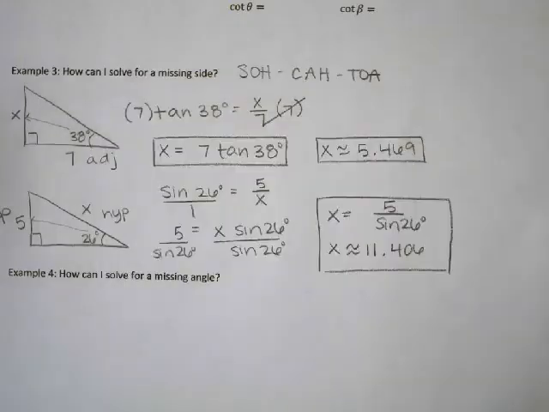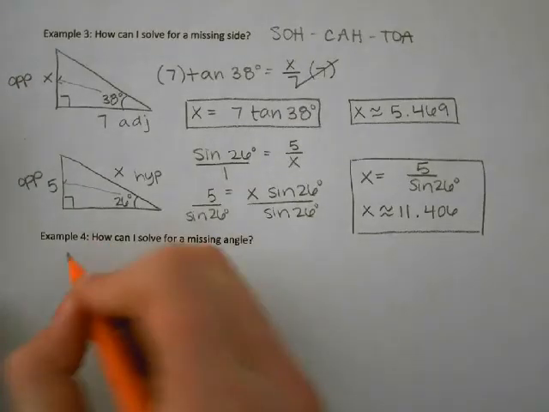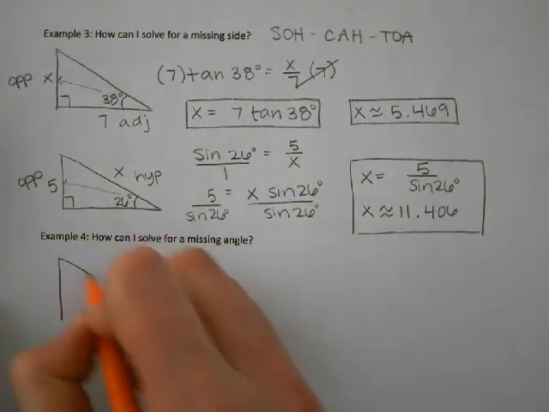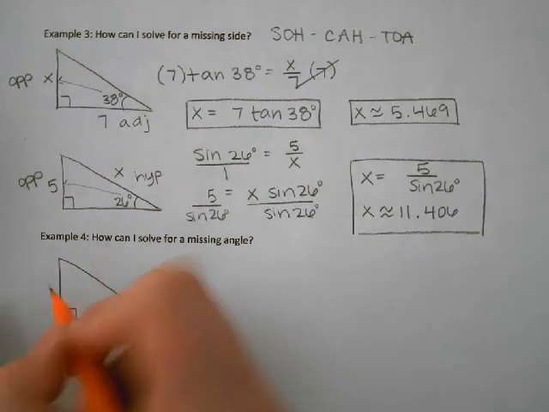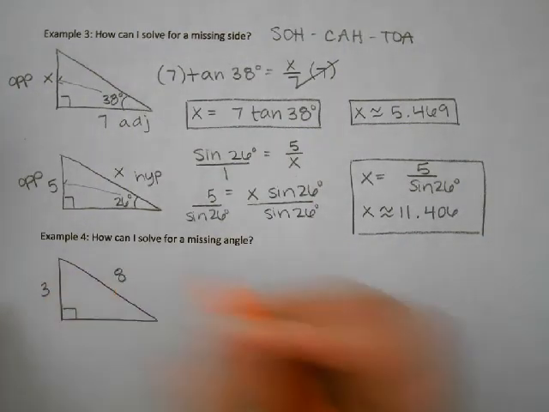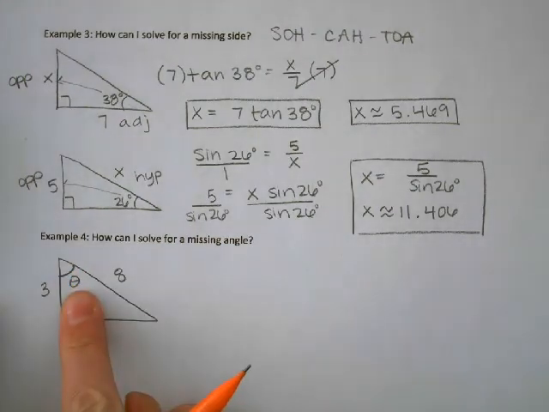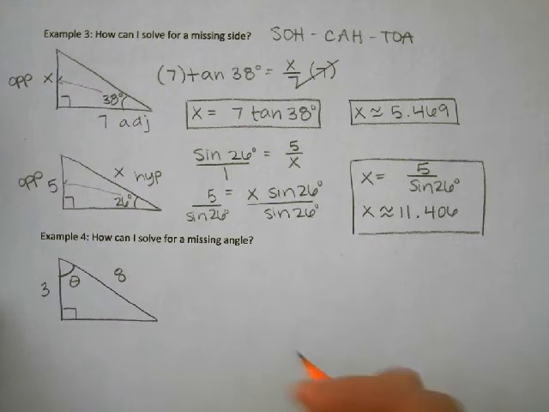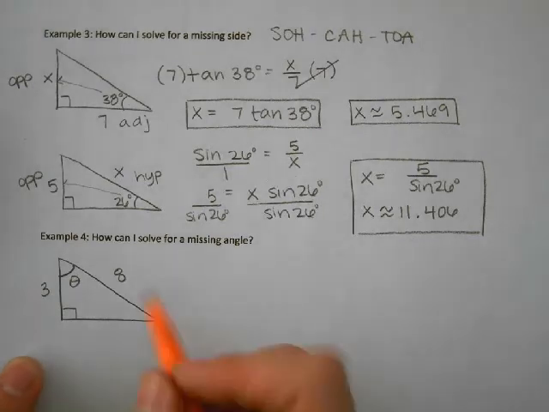All right, and we're going to do one last problem. We're going to look for solving for a missing angle. So here we're going to have a side of 3 right there and a side of 8 right there. And we're going to solve for this angle theta right up here. And I'll often use theta. I could use an x for a missing angle. It's the same thing. So here again, I'm going to go ahead and label my sides.